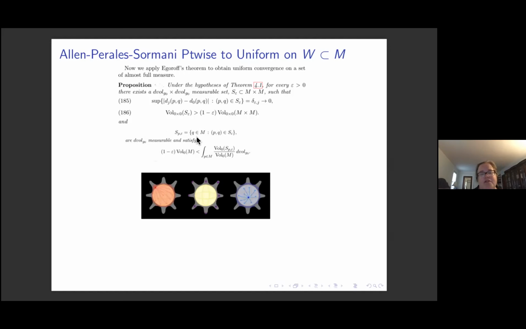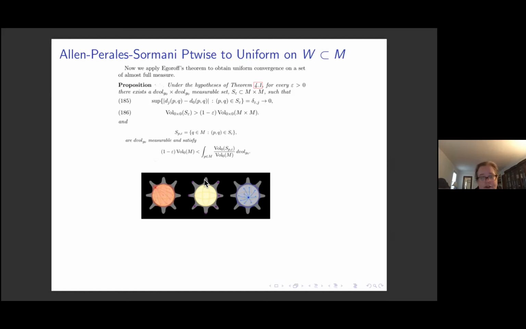Now let's define another set, SP epsilon, which are the Q's such that PQ is in S epsilon. So for each point P, here's my point P, for example, I'm just fixing it. The one with the many wells is our MJ, which is pretty large, and our M infinity is again a sphere. And SP epsilon is, if this is my point P, all the Q's such that P comma Q is in this S epsilon set.